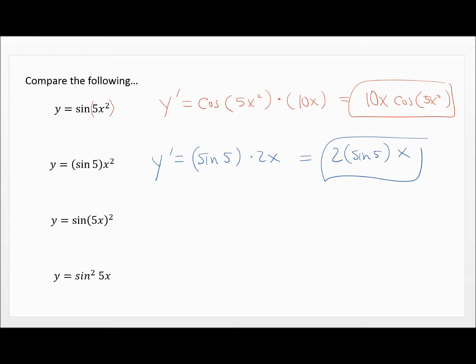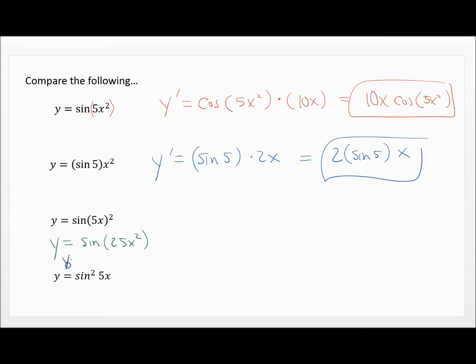So what's up here, number 3? Sine of 5x squared. Isn't that just like the first one? It's not, right? Because this entire 5x is squared. And there are 2 ways you can handle this. You could go ahead and simplify 5x squared. So that would be y is equal to sine, what is 5x squared? Well, it's 25x squared. And then take the derivative of that.